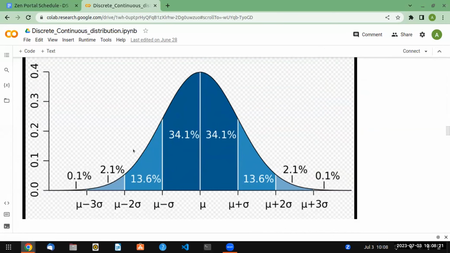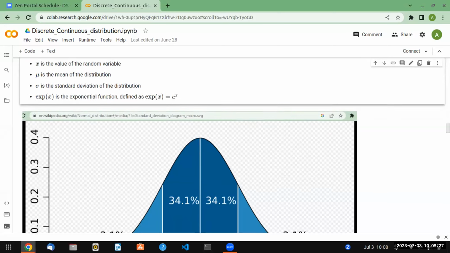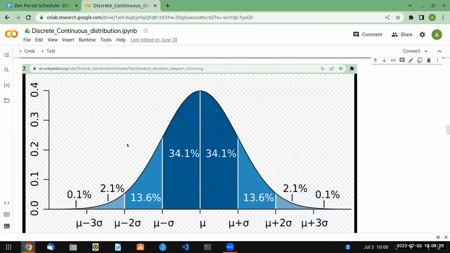Now this is how it looks. I borrowed this from Wikipedia. This is how a normal distribution PDF looks in terms of visualization: a symmetrical bell-shaped curve. It is the widely used distribution because it helps you analyze your data very quickly, within a few seconds.